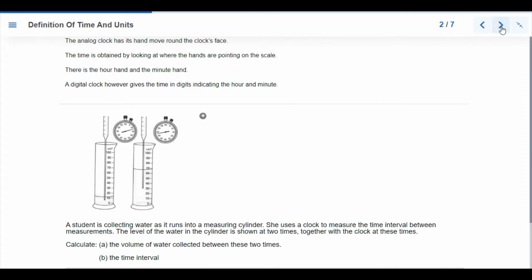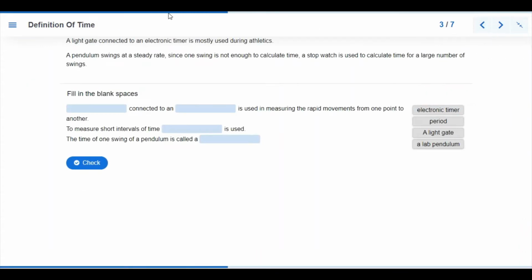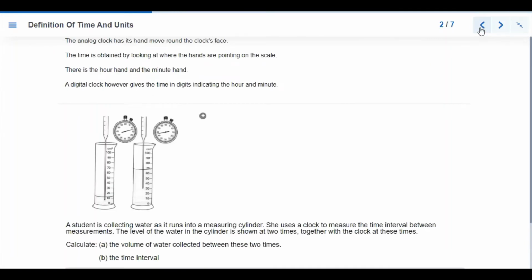The analog clock has its hand move around the clock face. The time is obtained by looking at where the hands are pointing on the scale. There is the hour hand and the minute hand. A digital clock, however, gives the time in digits, indicating the hour and minute.